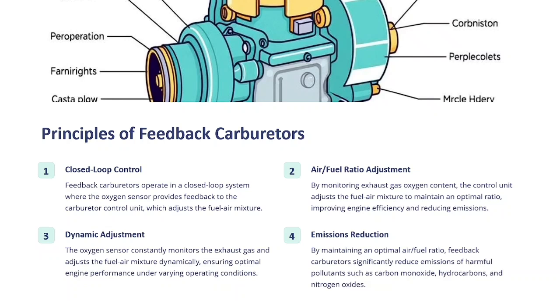Likewise, then emission reduction by maintaining an optimal air fuel ratio. Feedback carburetors significantly reduce emission of harmful pollutants such as carbon monoxide, hydrocarbons, and nitrogen oxide.